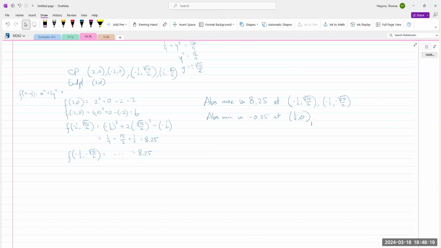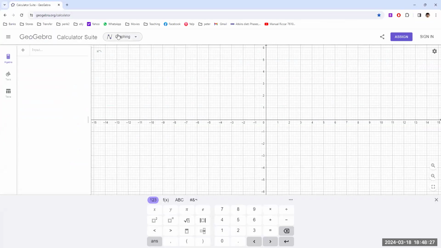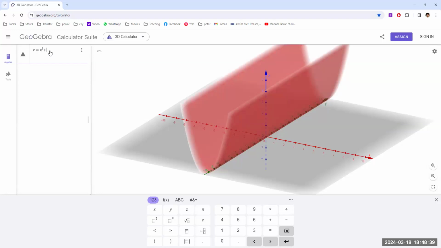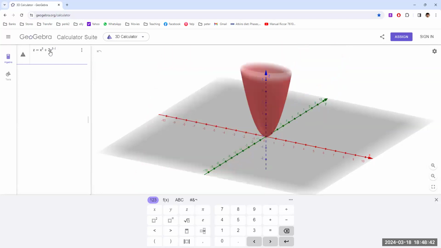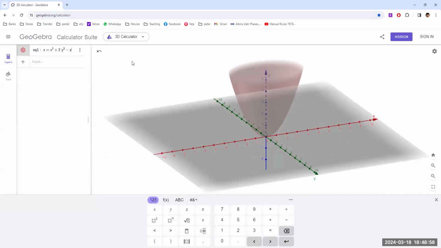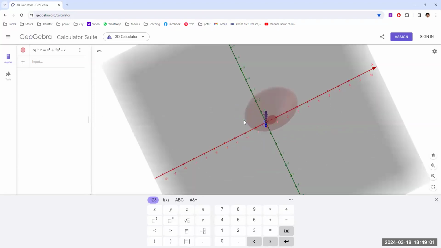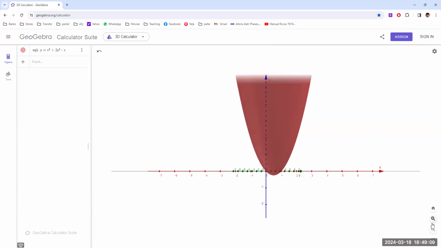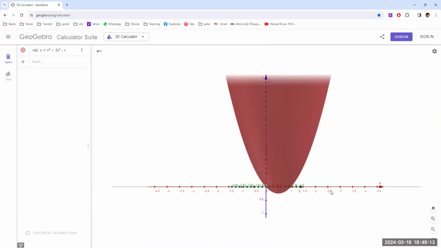Let me go to my GeoGebra. Give me a second. And then we have z equals x squared plus 2y squared minus x. So that's what it looks like. Notice that the tip, if we zoom in, notice that the bottom is not, oh, I'm sorry, this should be x here. Now you see that the bottom is actually slightly below the xy plane, right? Slightly below the xy plane.